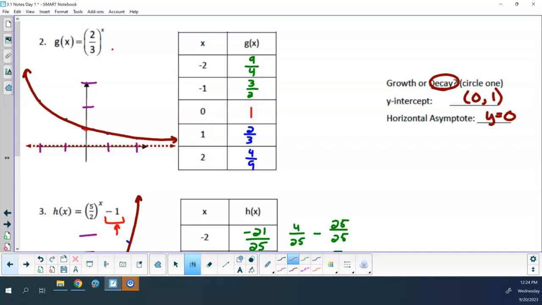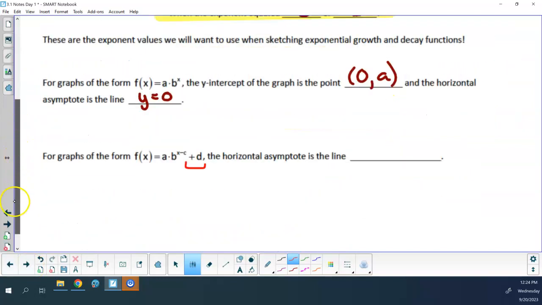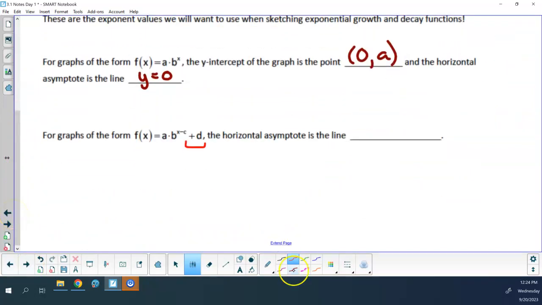Up here, it stayed at y equals 0 because really it's like plus 0 there afterwards. That part of the function shifts your horizontal asymptote to the line y equals d.